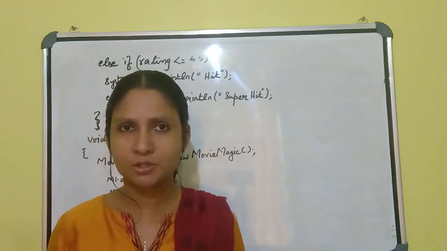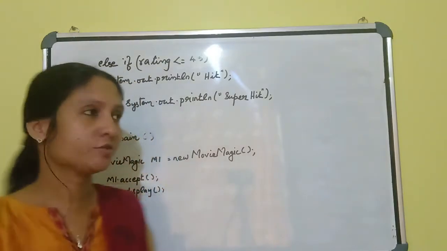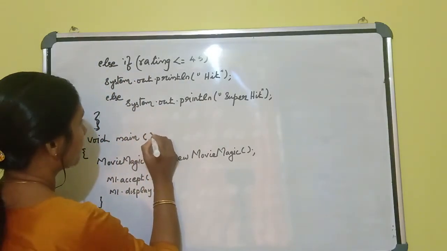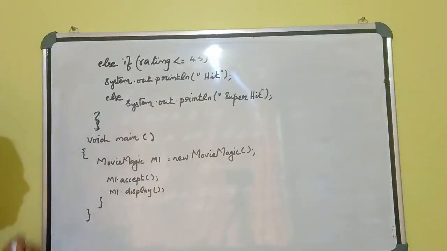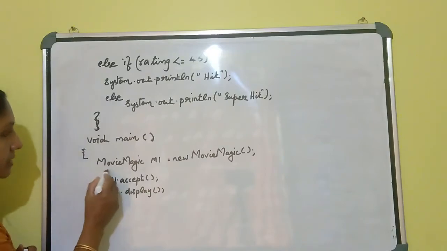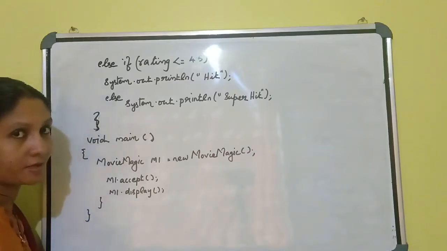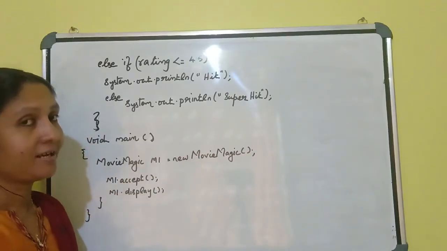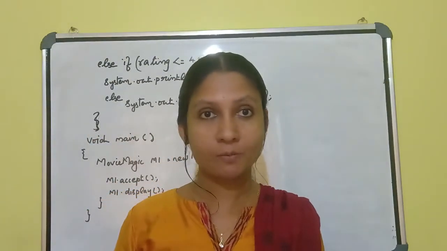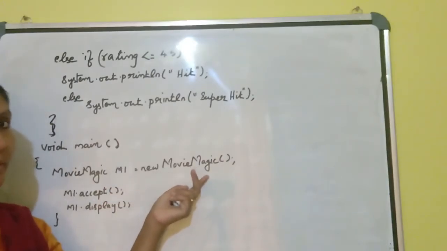Then what is your next duty? Do you know? To create an object. To create an object we have to create a main function first. I created one main function, void main, like this. Then open the curly bracket. After that, first you have to create an object of the class MovieMagic. How can you do it? First write the class name, then write the object name equal to new operator, then write the class name, this way. Do you remember this one? We studied it already in my previous video uploaded about the constructor. Okay, when you create an object, the constructor is automatically called. After that, using that object, call the member function.